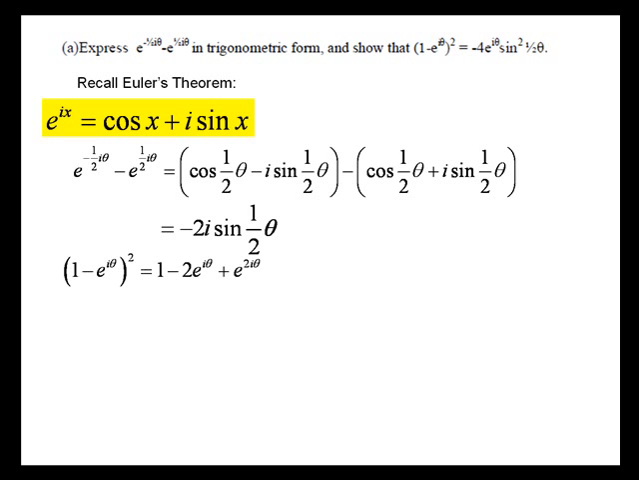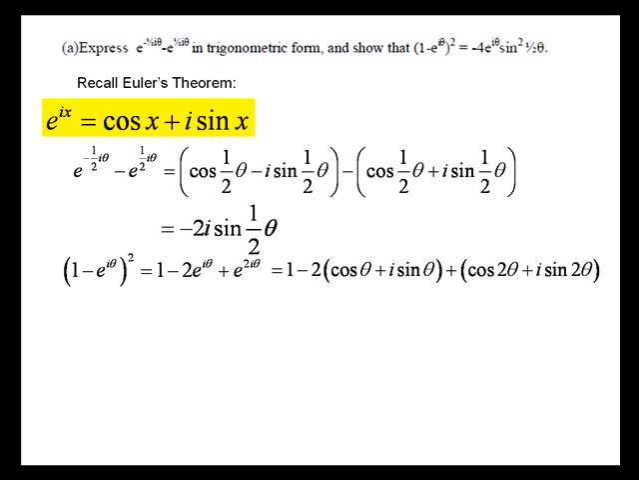Next, we're asked to deal with this particular term, (1 minus e to the i theta) all squared. And here we've simply expanded the brackets out. And again, we have e to the i theta and e to the i 2 theta. And we can use Euler's theorem to rewrite both of those exponential forms of complex numbers.